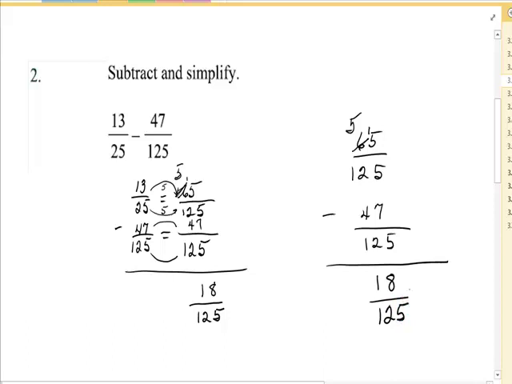Let's see, can I reduce that? I do not believe anything will go into both of those numbers, so I'm done. This just shows this problem a little bit bigger.